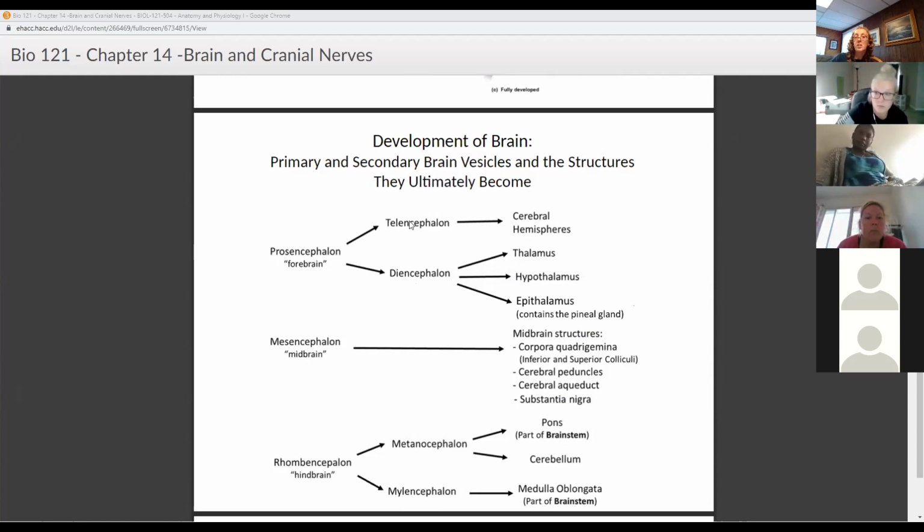But one of the first objectives for this chapter is to know what forms from what. Use this as a diagram. It isn't in your book. I made this up. Use this and memorize what forms from what. Because if something fails to form, if one of these vesicles does not form, you lose those structures.